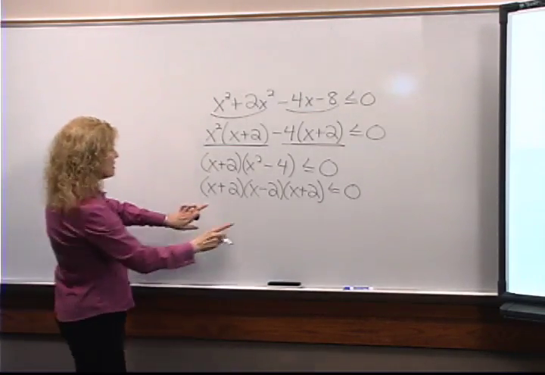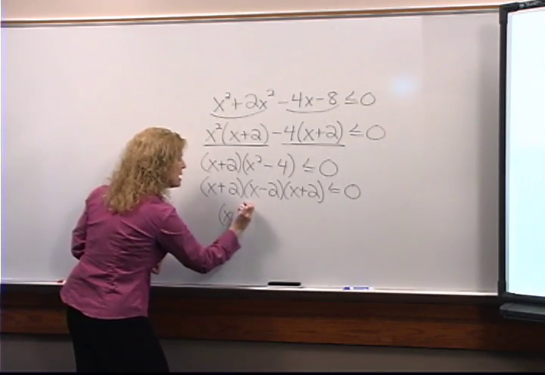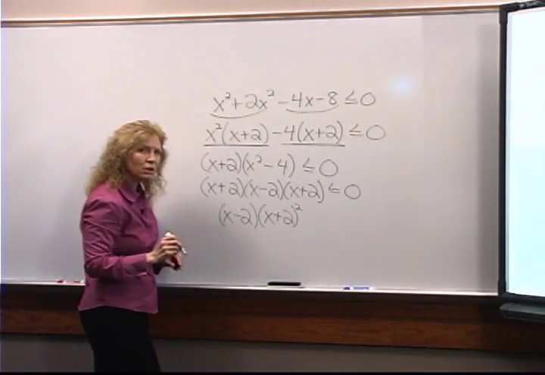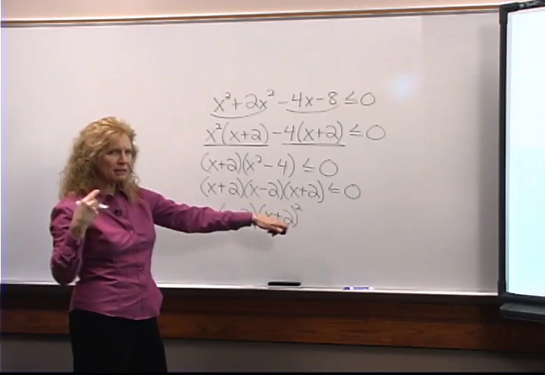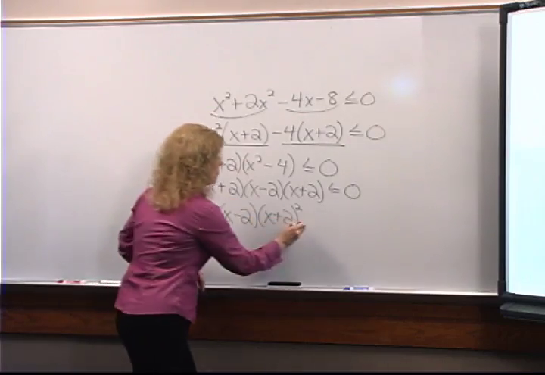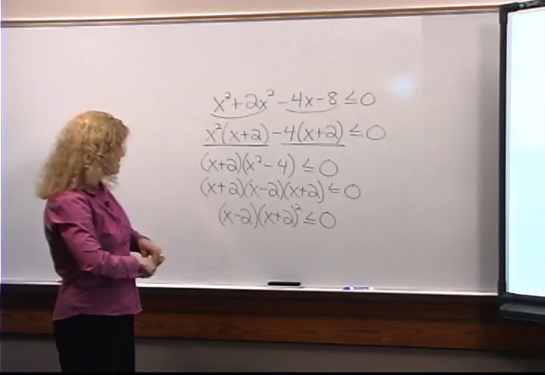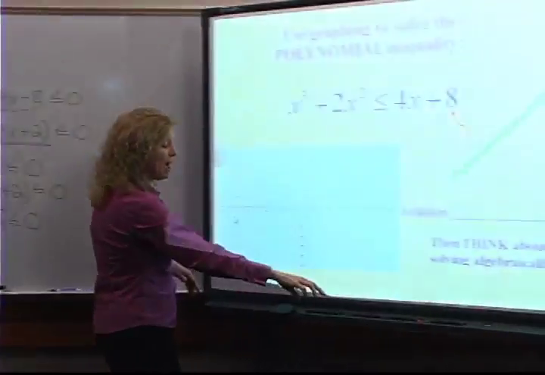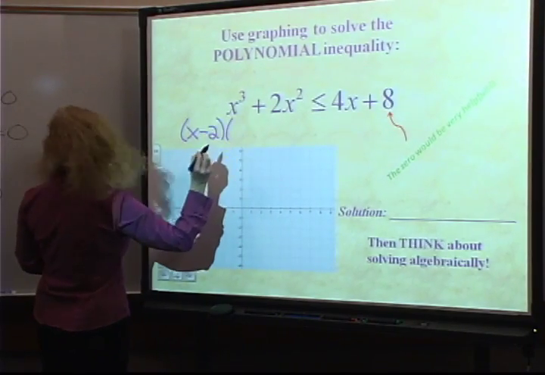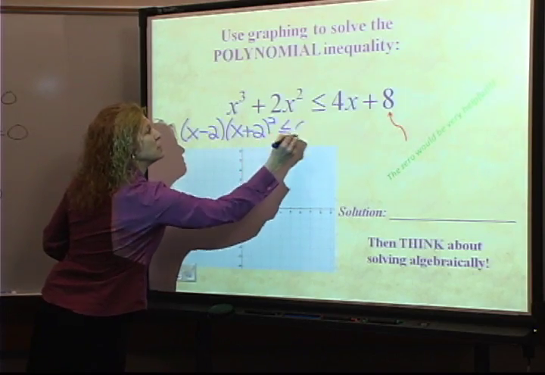And then, because I've got two of these identical, it'd probably be a good idea to go ahead and write it this way: x minus 2 times x plus 2 squared, because you know that 2 makes me think of what word? Multiplicity. Less than or equal to 0. Okay, well let me write that over here and let's go ahead and graph x minus 2, x plus 2 squared is less than or equal to 0.